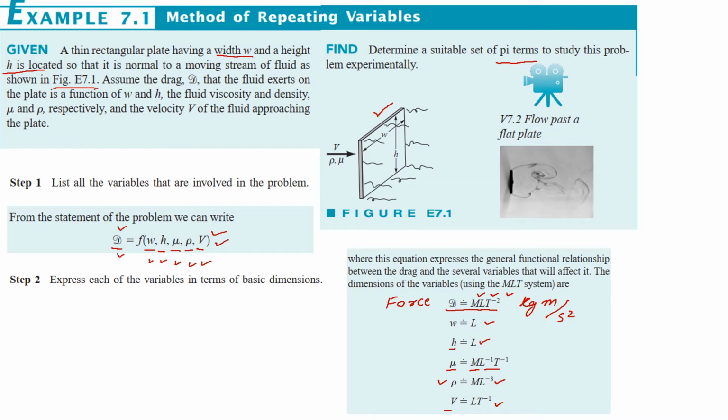In this example, we are following the MLT system. As you can see, our variables' dimensions comprise all three, or one of these three, or two of these three basic dimensions. So these are the basic dimensions of the variables involved in this example. Now let's move on to our step 3.